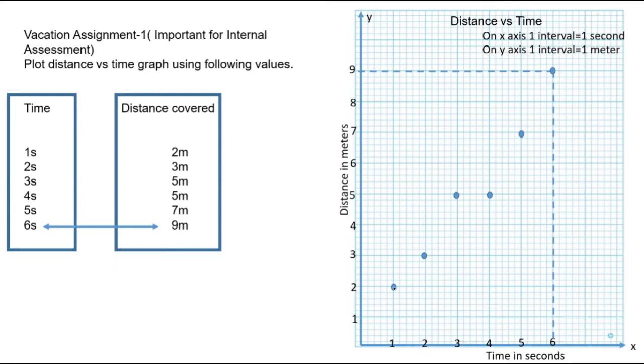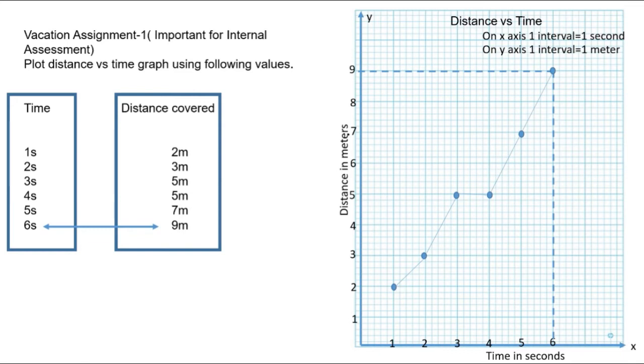If you join the line, please remember our journey did not start from 0, right? It started from 1 second, remember. So at 1 second it was here. So please remember, we should not join this line. Don't join these two lines. We have to start from here at 2 seconds. At 1 second it was 2 meters, and continue joining. You get the line this way. So this is our graph.